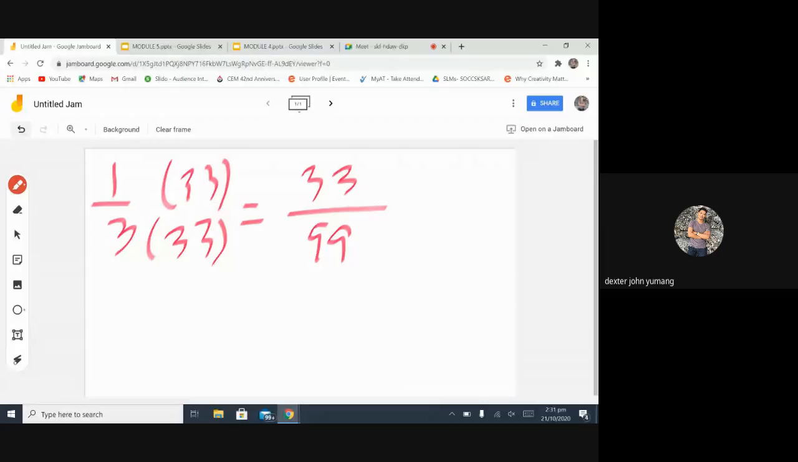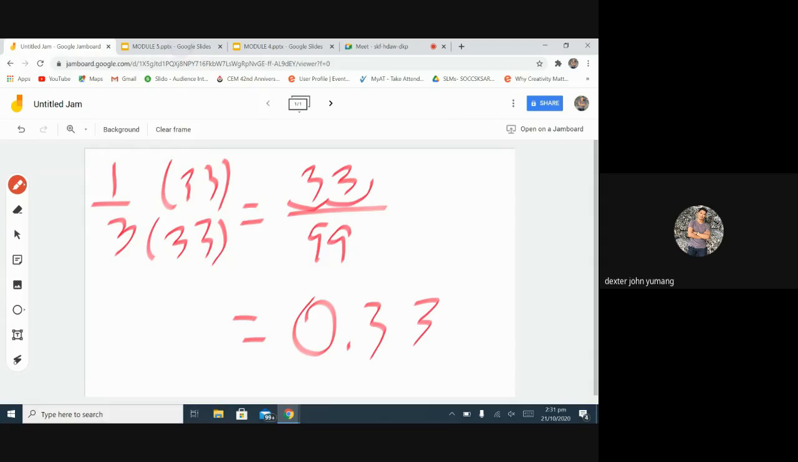Yung 99 dyan, count as dalawang zero na yan siya. Nakuha? Yung 99 dyan, count as dalawang zero na siya. So, from this case, i-move natin, ilang 9 meron dyan? Dalawa. So, i-move natin siya ng dalawang beses. So, the answer there is 0.33. So, yan po yung sagot ngayon. Nakuha? Oh. Or, ayan na po yun.